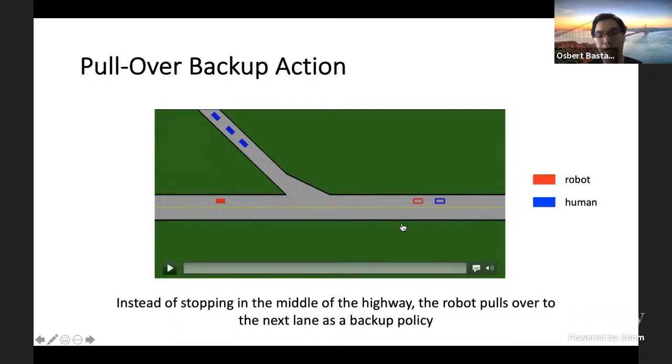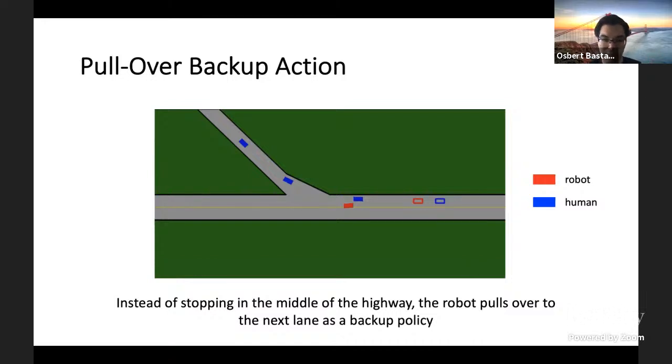And as another example, we're going to show that we can use a totally different backup policy where we pull over into the next lane. As you can see, when the human driver pulls into the highway, the robot switches to the next lane in order to avoid them. This shows that you can use a variety of different backup policies beyond the simple slowing down to come to a stop. If you are driving on a highway, it might not be safe to just come to a stop in the middle of the highway, so you might need to consider different kinds of backup actions.